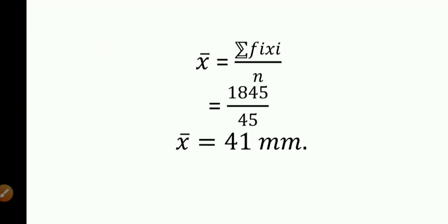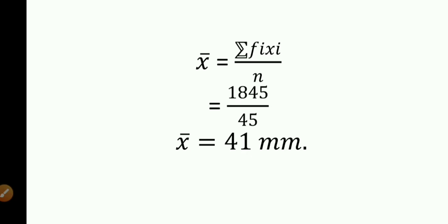X bar equals sigma fi xi upon n. Sigma fi xi we have done, 1845 was the total, and n was 45. So by dividing 1845 by 45, I'll get x bar equals 41, and the unit they have given is mm. So we will write here mm, that is the unit in the x bar answer. So in this way we will solve the sum based on discrete frequency distribution, and we will find the mean.